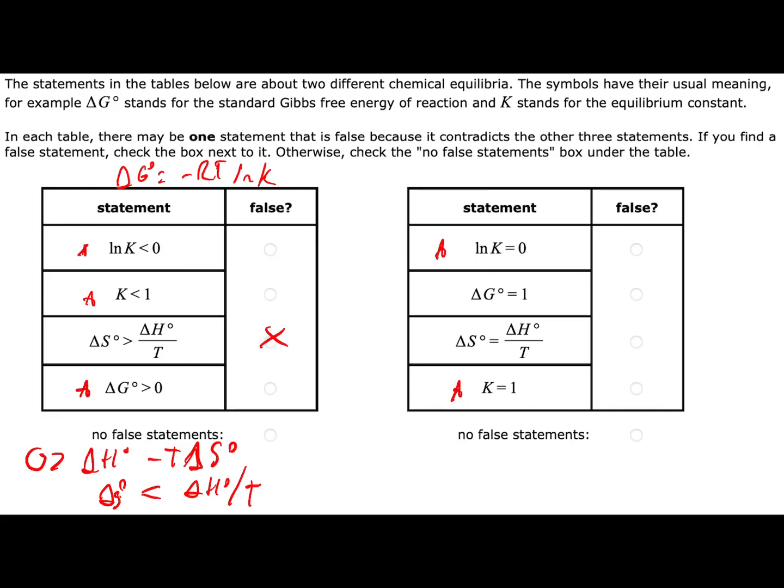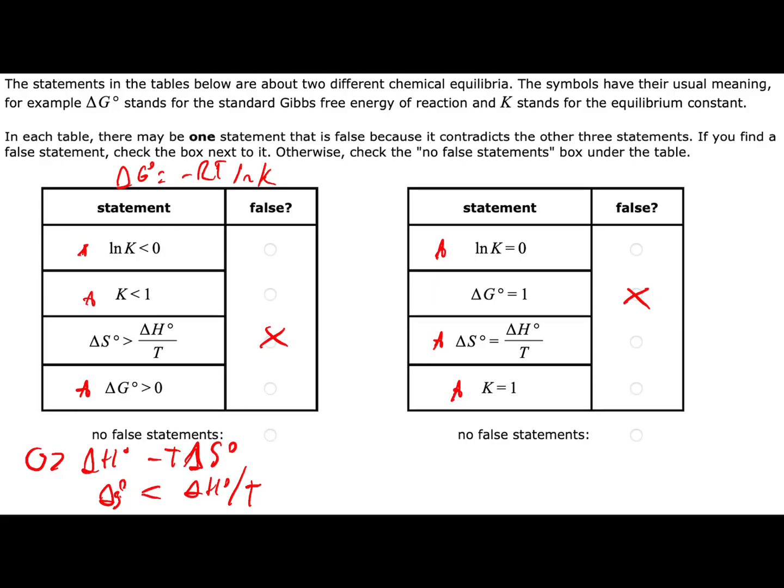And if this is true, looking at our equation again, delta G0 equals minus RT natural log of K. If the natural log of K is 0, then delta G0 would have to equal 0, which means that the second statement here saying delta G0 equals 1 is absolutely false. If you want to prove that the third statement, delta S equals delta H over T, is true, you can do that in a similar fashion to what we did on the first example, but trust me, folks, it's a true statement.